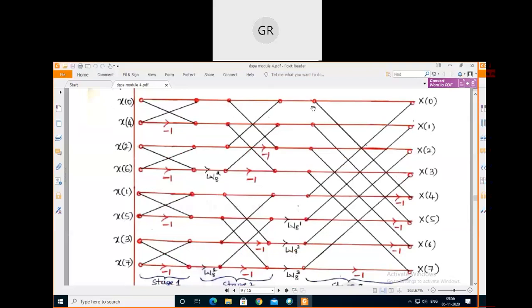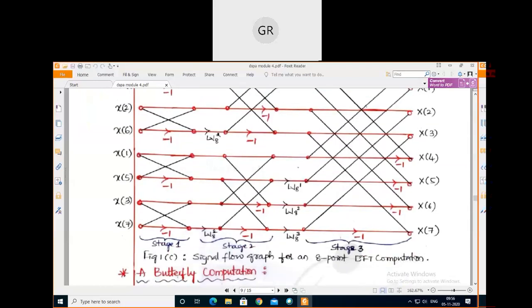Now, if we consider the 8 inputs, the 8 outputs of the previous stage, for that you can construct the butterflies. First, divide it in half: here 4, here 4. X of 0 will get using this line, x of 4 using this, then this line and this line. Here you can write W8 raised to 0, W8 raised to 1, W8 raised to 2, W8 raised to 3. This is stage 3.